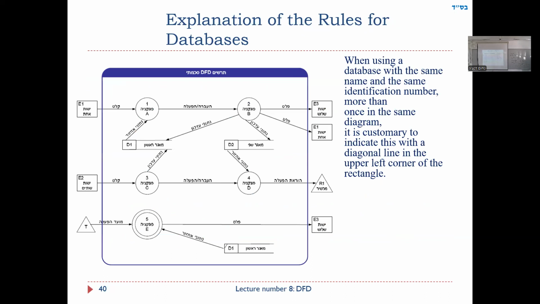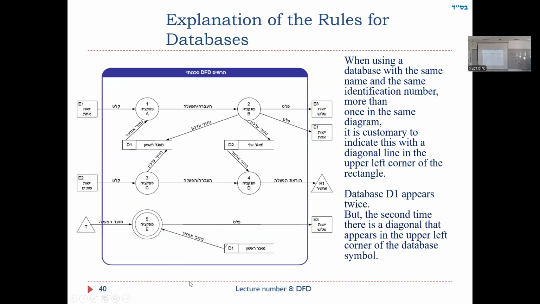When using a database with the same name and the same ID number more than once, you put this diagonal line. We said that. See how D1 has a diagonal line. D1 appears twice, but the second time it has a diagonal line.